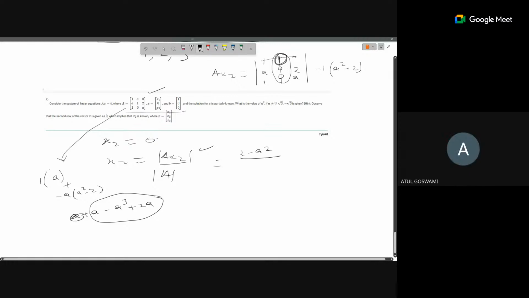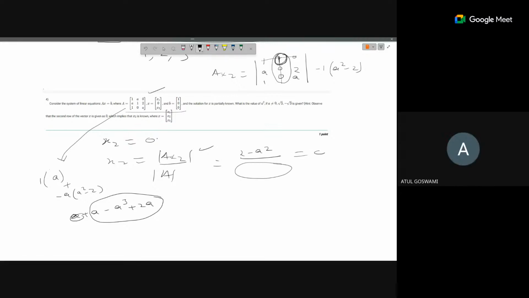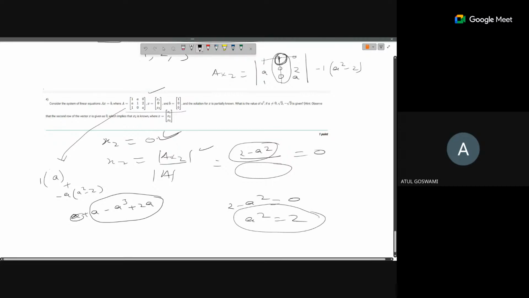Yes, sir. Okay, so whatever it is, basically this is 0, right? Because we already know. So that means the numerator is 0. 2 minus A square is 0. That means A square equals 2. So what is the value of A? Sorry, A square is actually the answer. It is 2, right? Is that clear?